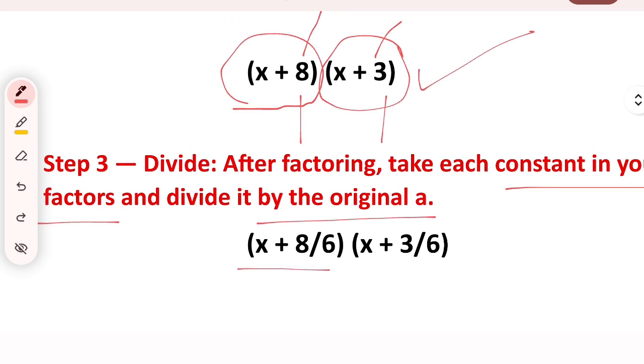So this is what happens. We have x plus 8 over 6, and here we have x plus 3 over 6. So that is divide, slide, and divide. We slide and we put it back once we have the factors: 8 divided by 6 and 3 divided by 6.